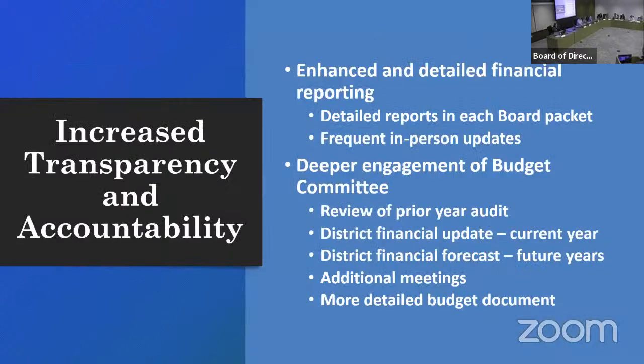Just want to continue to talk about the increased transparency we're really working to put in place, and accountability. We've talked about a lot of these things before. The one that's added tonight is a more detailed budget document. It includes things like explanation of accounting structures and account codes, things that make it a more readable document so people in the community can more easily understand the document.